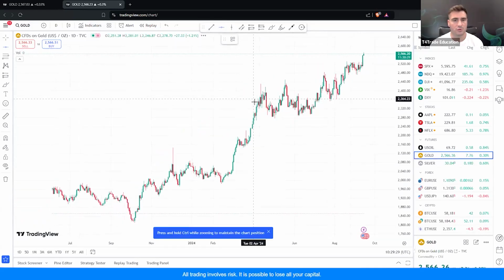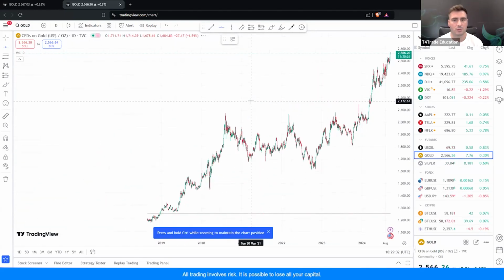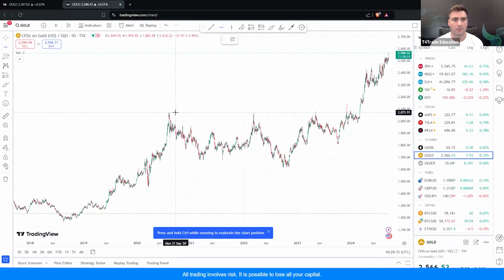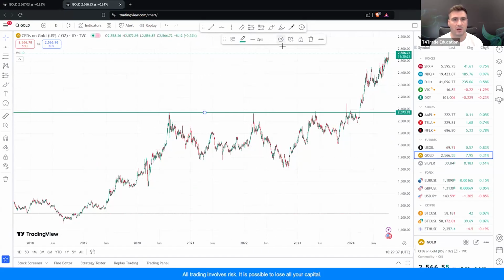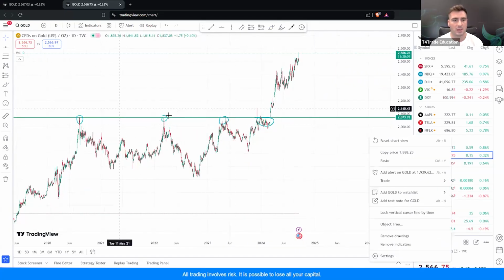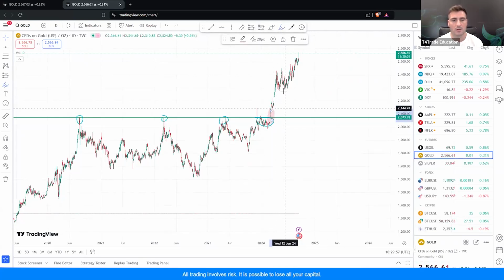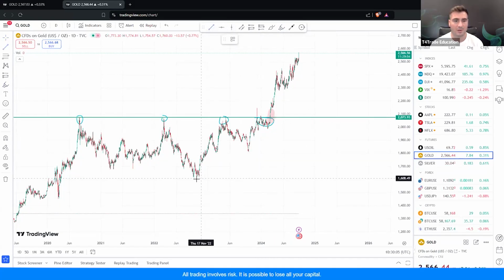So zooming out. Okay. In my point of view, this is a valid support level because you have what? Once, you have twice, you have 3 times, somewhat 4 in this kind of area. Okay, so it has been tested multiple times in the past. It used to be a resistance level, but once it was broken in this area right here, no longer a resistance level. Now it is a support, a valid support level.